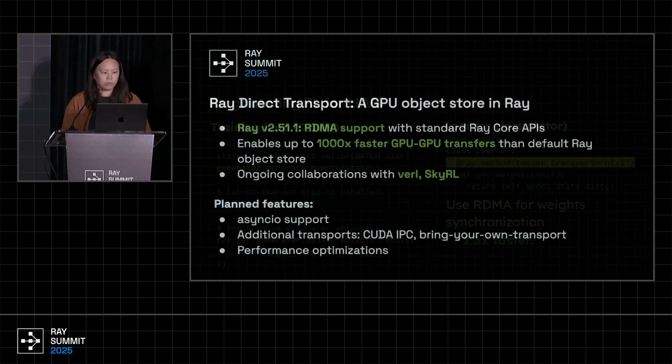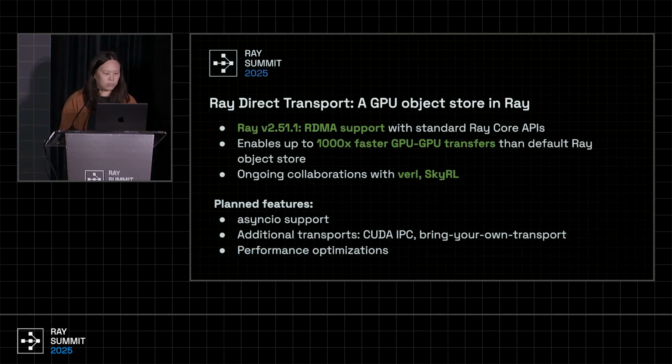Okay, so today we talked about Ray Direct Transport. This is available in Ray 2.51.1. This is the alpha version. And this can enable up to 1,000x faster GPU-GPU transfers compared to using the default Ray object store.